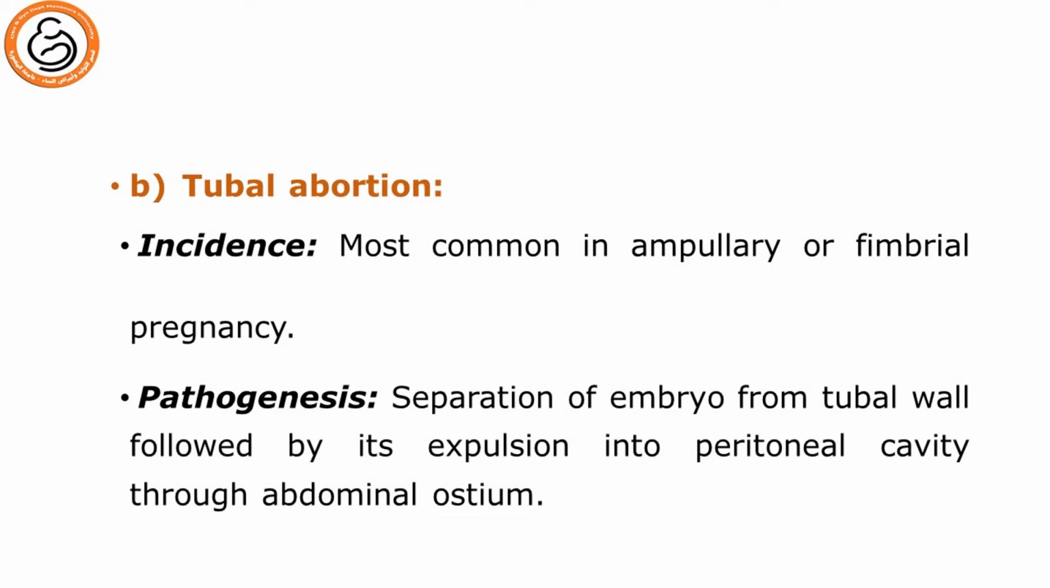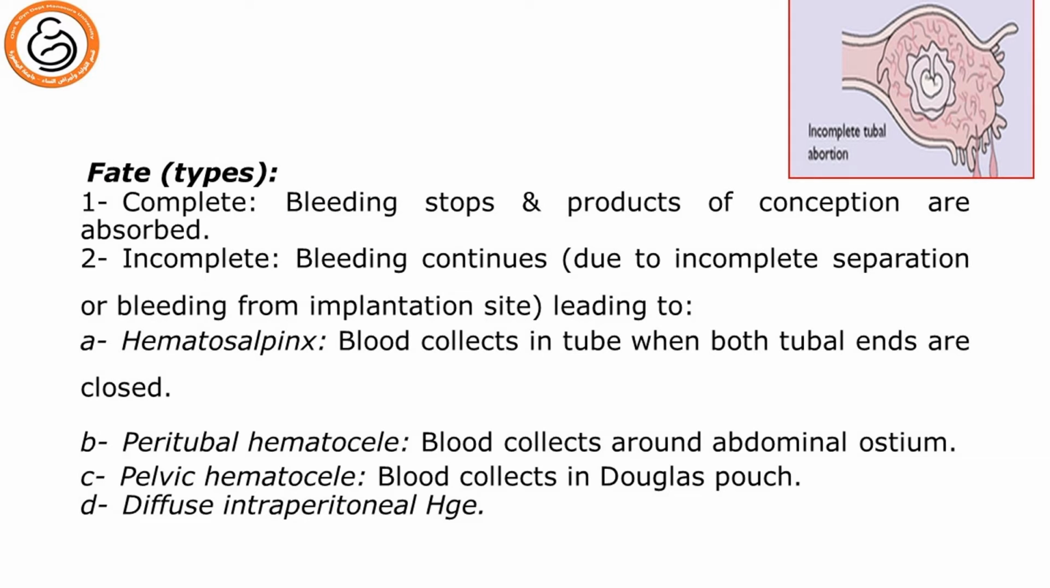The second fate is tubal abortion, most common in the ampullary or fimbrial pregnancy. Pathogenesis occurs through separation of the embryo from the tubal wall, followed by its expulsion to the peritoneal cavity through the abdominal ostium. Regarding fate or types, complete, where bleeding stops and the products of conception are absorbed, which is the good fate, and incomplete, where bleeding continues due to incomplete separation or bleeding from the implantation site. This will lead to either hematosalpinx, where blood clots in the tube when both tubal ends are closed, peritubal hematocele, where blood collects around the abdominal ostium, pelvic hematocele, where blood clots and collects in the Douglas pouch, and diffuse intraperitoneal hemorrhage, which is the bad fate.